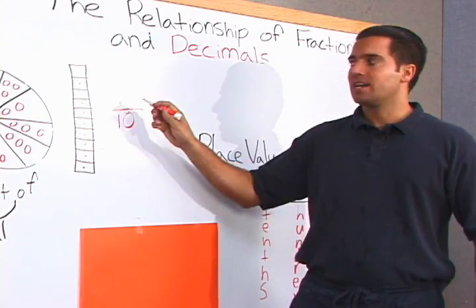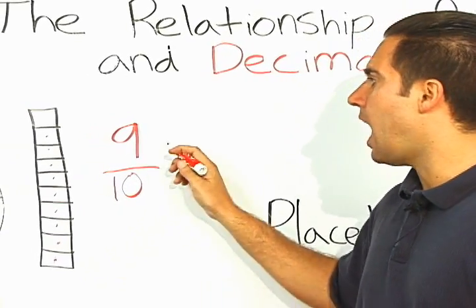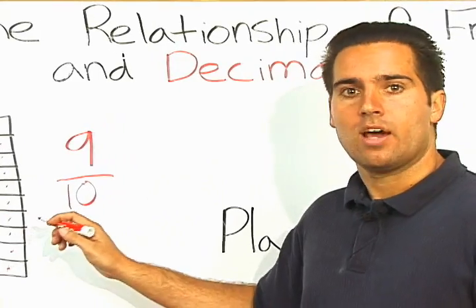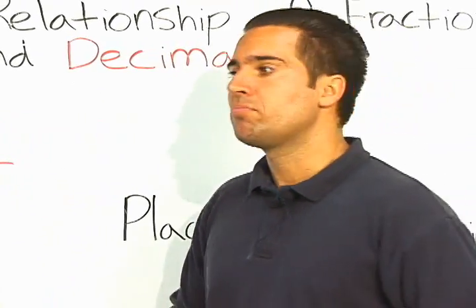1, 2, 3, 4, 5, 6, 7, 8, 9. There are 9 blocks that have a red dot on them out of 10. And what we're going to do, this bar is going to carry us to our next place value.